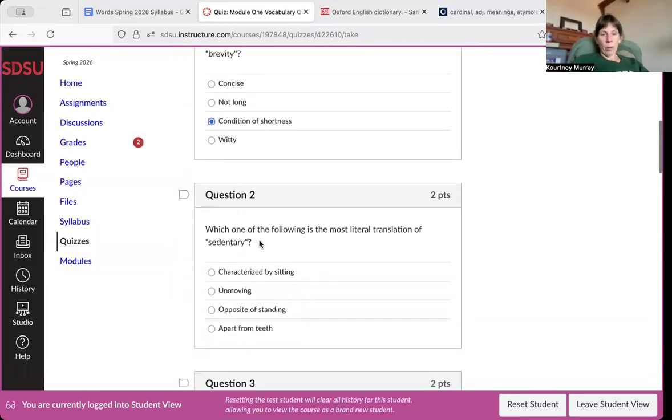If we look at number two, hopefully I will do it better. Which one of the following is the most literal translation of sedentary? So sedens means sitting, and ary is a suffix meaning characterized by. So this means characterized by sitting, even though someone who is sedentary is unmoving. Someone who is sedentary is not standing, but the literal translation of sedentary is characterized by sitting.